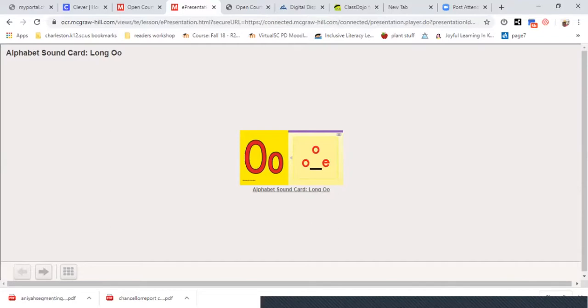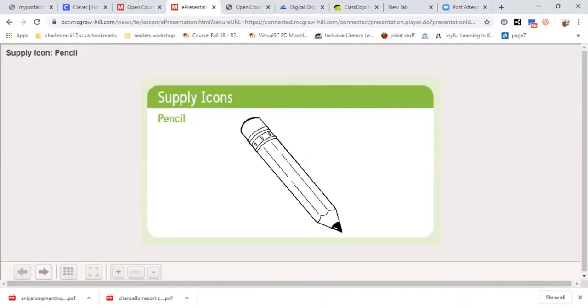Which word has the long O sound? Idle, take, oat, hot. You're correct. Oat has the long O sound. Ocean, odor, O, or time. You are correct. Ocean, odor, and O have the long O sound.